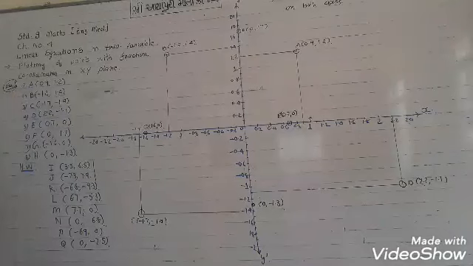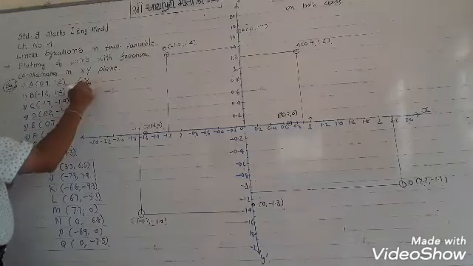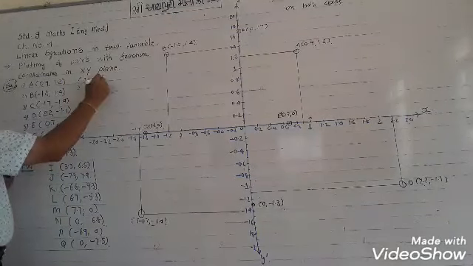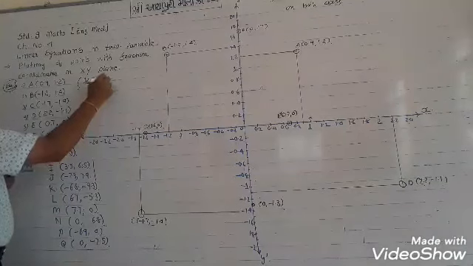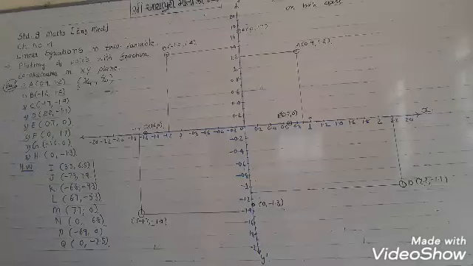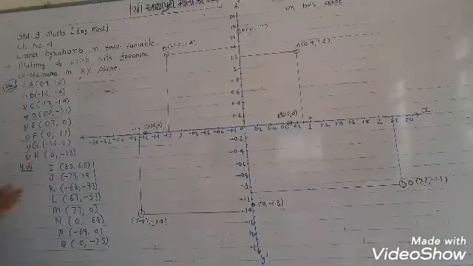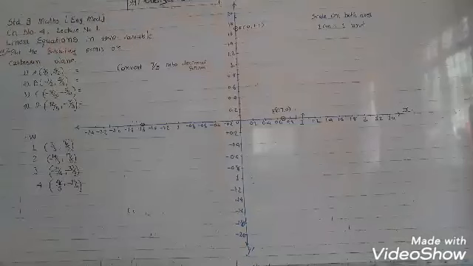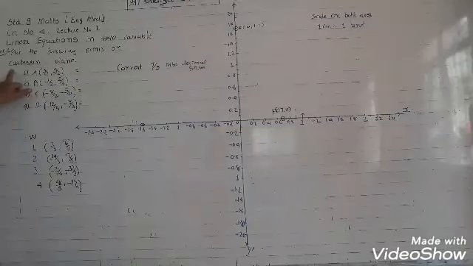In the second example, I will take suppose 3.7, 3.4 and 6 upon 4, like this fraction. I will explain. That is example number 1. Okay, try this one. Locate it. Plot the following points on the Cartesian plane.